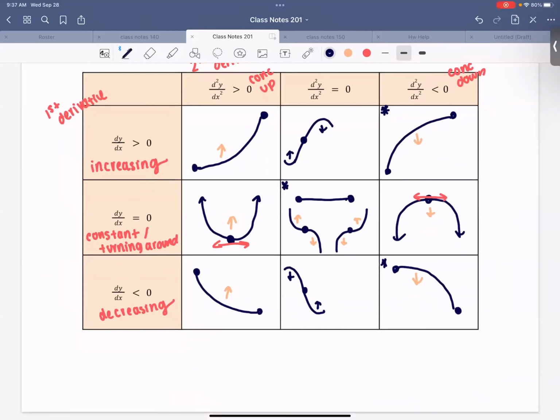Now, at all these points that I've drawn in the center row, we're dealing with changes in concavity, okay? These points are kind of special because the concavity changes. We're going to call this a point of inflection. Okay, and we'll go back to this later on this semester. Okay. Any questions so far?